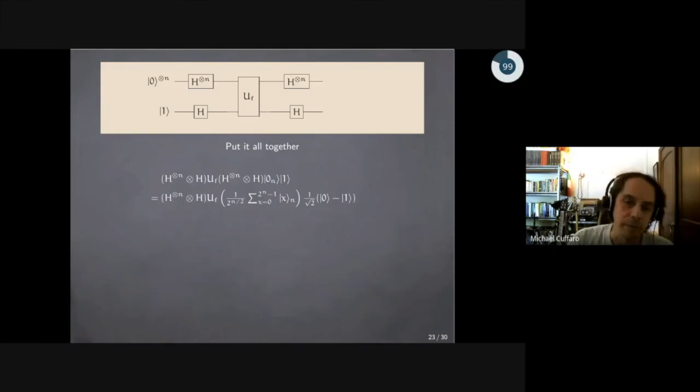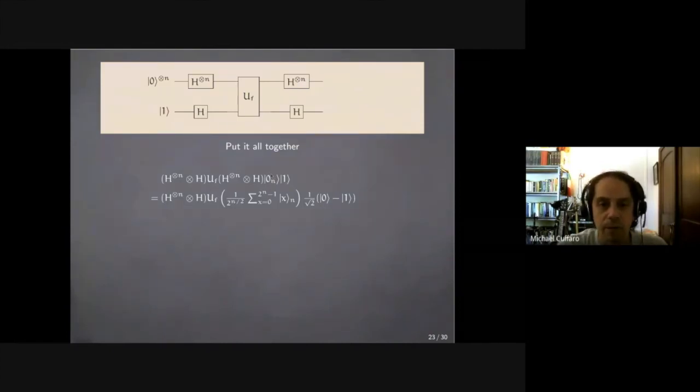Okay, so let's start from the beginning again. We have this initial state. We apply all these Hadamards to it. We apply the unitary transformation, and we apply Hadamards to it again. Okay, so the first step, we end up getting this state, which is what we started with. This is a superposition of all possible binary strings of length n. And then this is the last qubit.